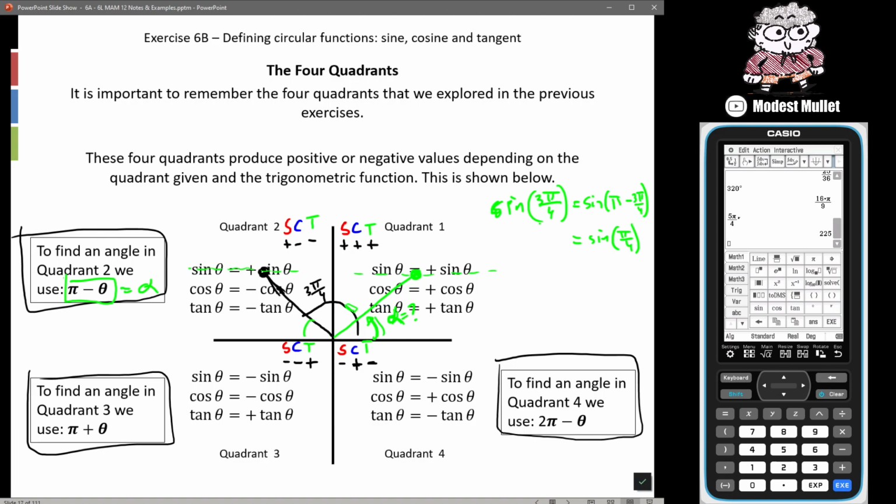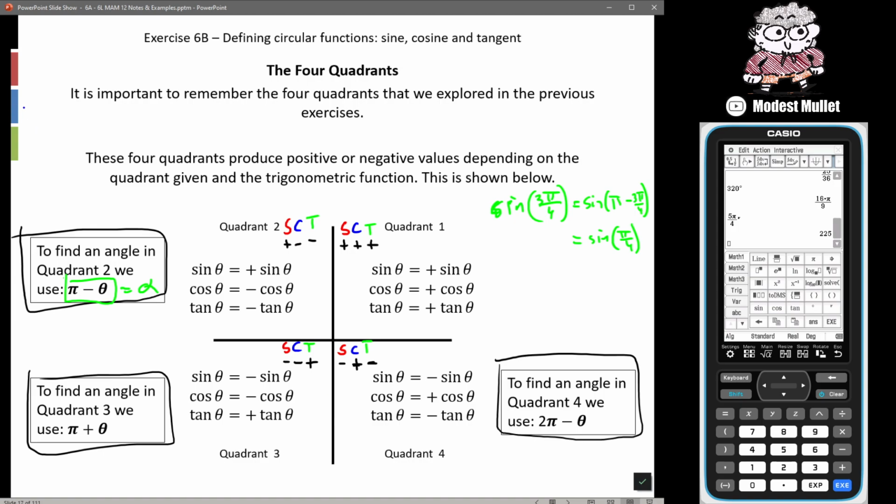They are equivalent. Do I need to change the sign at all? No, I don't, because in quadrant 2 it is still positive. We can do this exact same thing for cos as well, and tan. Just think of what would be the equivalent angle in the first quadrant. That would give me the same x component.